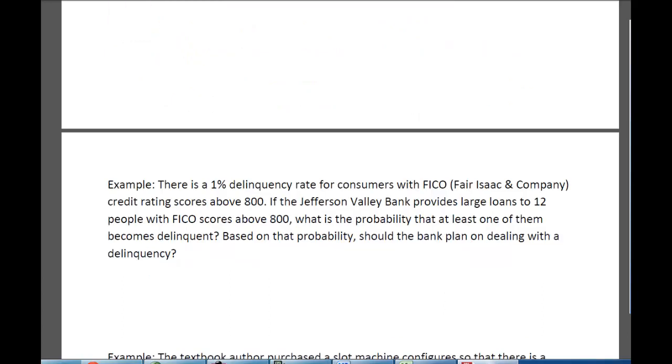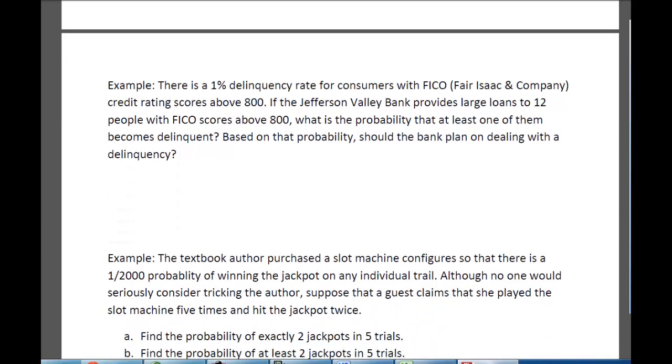Okay, next one. All right, there's a 1% delinquency rate for consumers with FICO credit rating scores above 800. If the Jefferson Valley Bank provides large loans to 12 people with FICO scores above 800, what is the probability that at least one of them becomes delinquent? Based on that probability, should the bank plan on dealing with the delinquency?